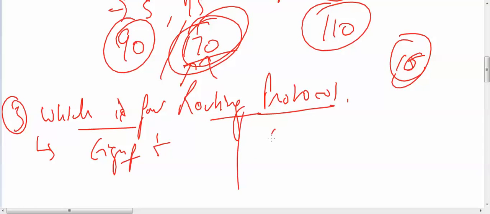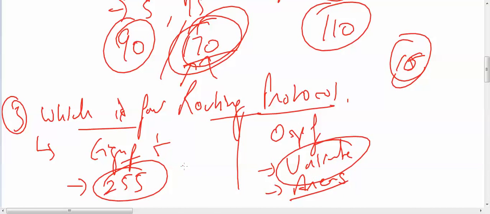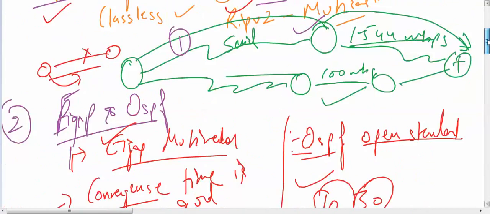For OSPF, you can say it's open standard, and we can connect unlimited routers in OSPF, and the areas concept is there in OSPF. So I like the areas concept. In EIGRP we can add up to 255 routers, but in OSPF we have unlimited routers. EIGRP supports multi-protocol, and OSPF supports only IP.